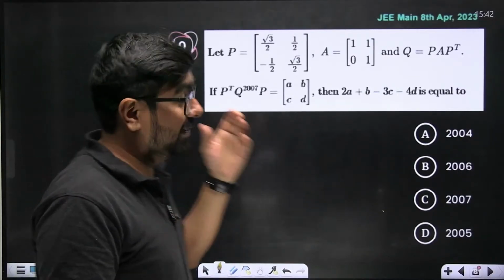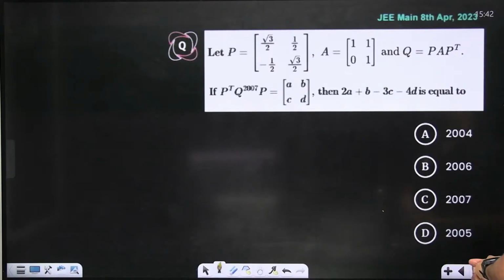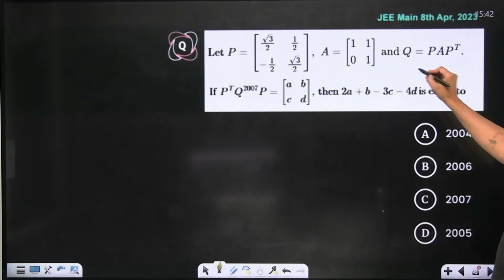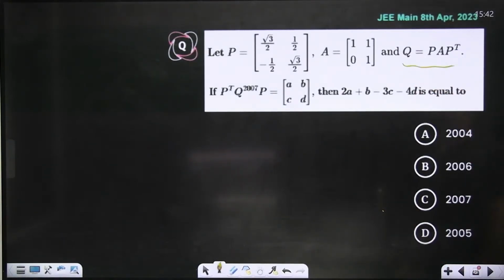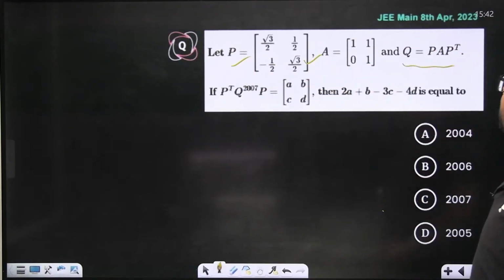Okay, this is also one variety which is being repeated. Q is equal to P into A into P transpose. P will be given to you, A will be given to you, some information about Q will be given to you, then they are asking you to find 2A plus B minus 3C minus 4D. Come on, give it a try. I'm sure even if you have solved matrices in NCERT, you should be able to solve this one.